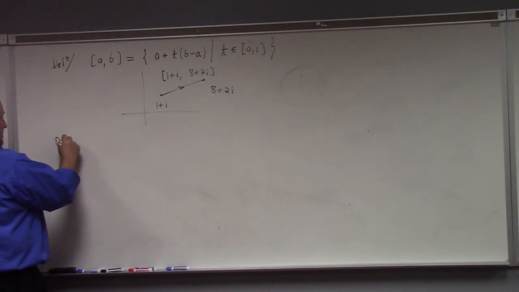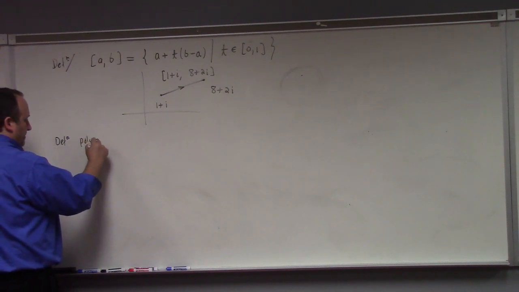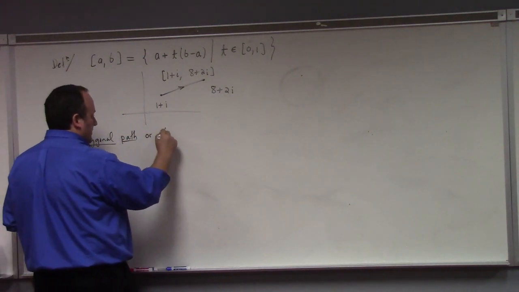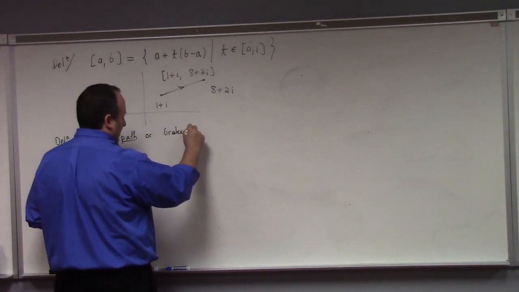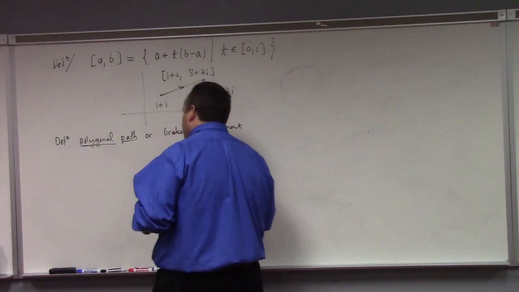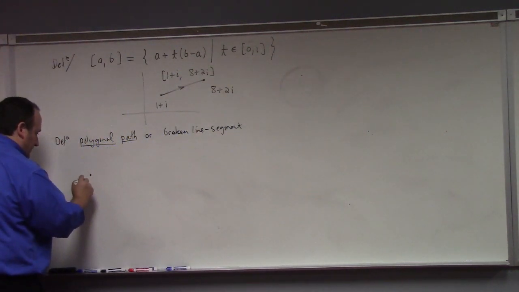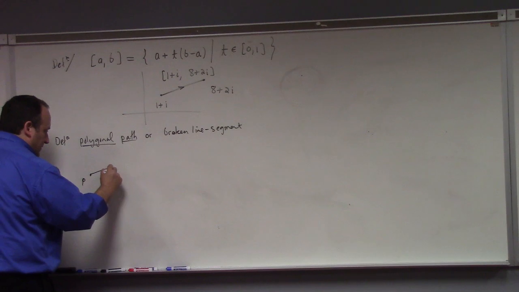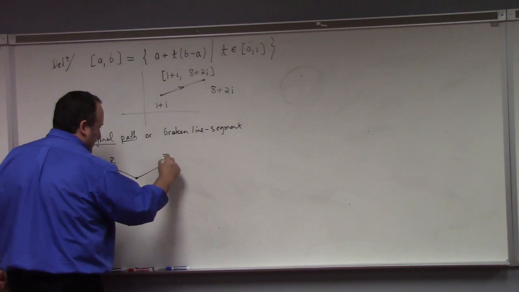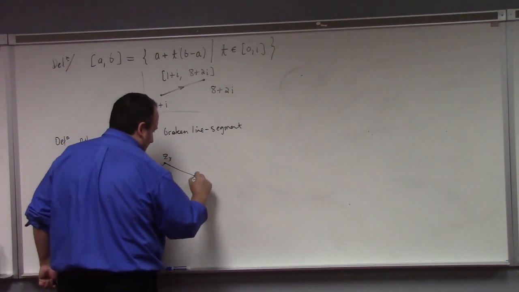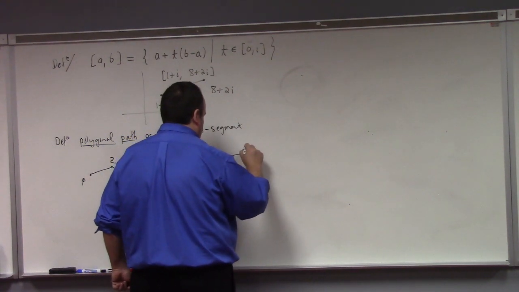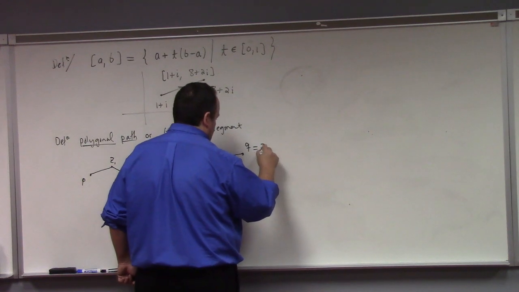Definition: a polygonal path, or broken line segment, or whatever you just said. It looks like this. So you start with, let's say, P, and then z1, and then z2, and then z3, and then z4, and you get the idea. Dot, dot, dot. Eventually we get to z(n-1), and then let's say Q equal to zn.